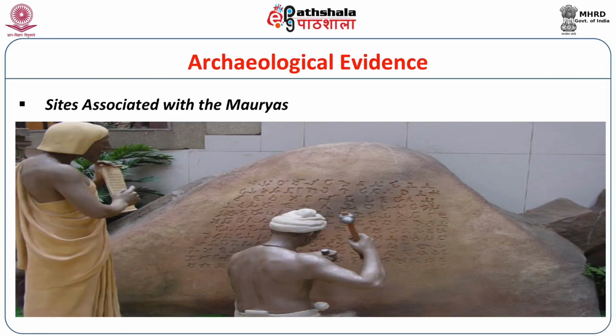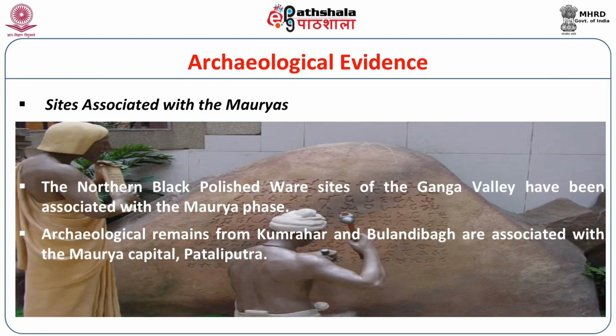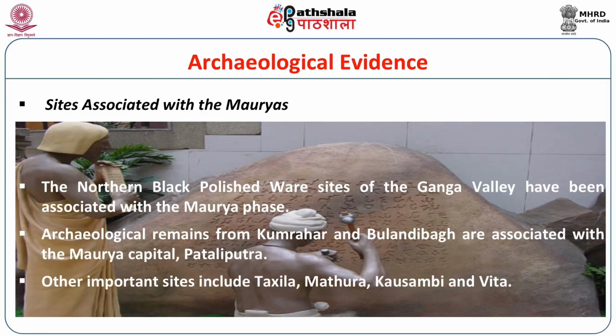We also have some sites which have been associated with the Mauryan level. Mostly these sites are the northern black polished ware sites of the Ganga valley. Archaeological remains from Kumrahar and Bulandibagh are associated with the Mauryan capital Pataliputra. Other important sites, of course, include Taxila, Mathura, Kosambi, and Vidisha, to name a few.